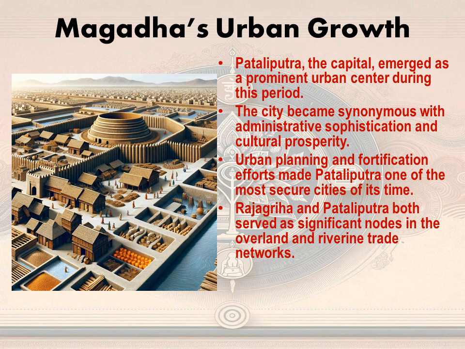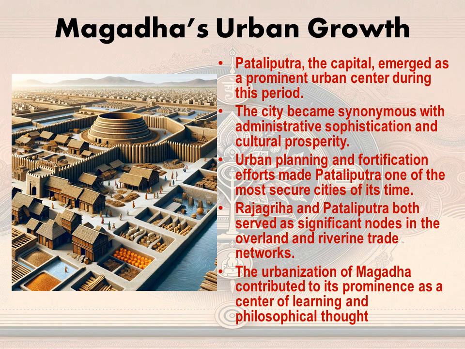So Pataliputra was on the bank of the Ganga river. Hence, both Rajagriha and Pataliputra had a significant role to play on overland and riverine trade routes across the Indian subcontinent. The urbanization of Magadha contributed to its prominence as a center of learning and philosophical thought. So Magadha, with its advanced urban features, proper trade routes and proper kind of administration, became a center for learning and became a cultural hub in the whole of the Indian subcontinent.